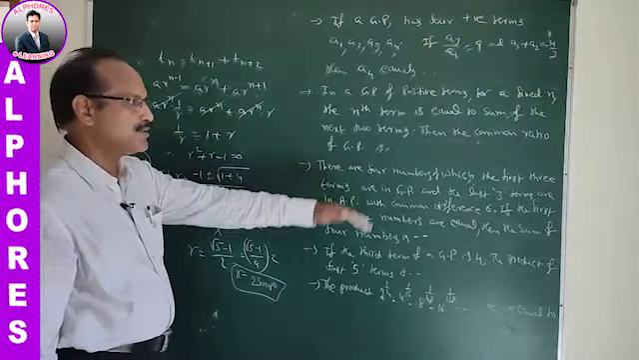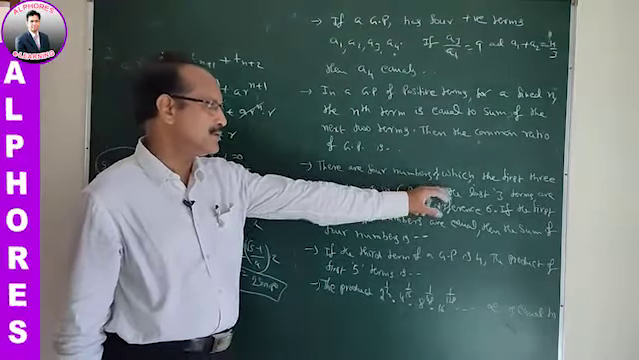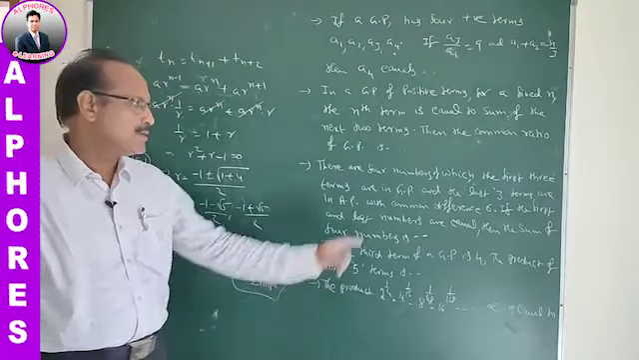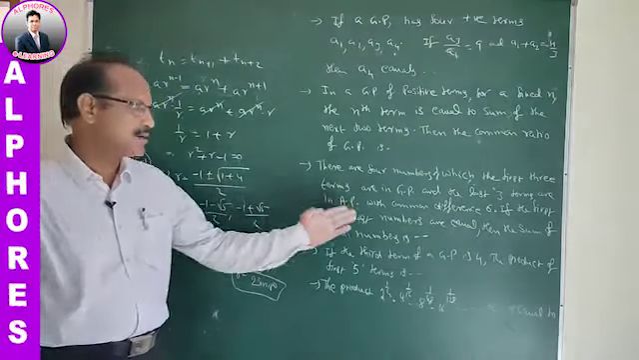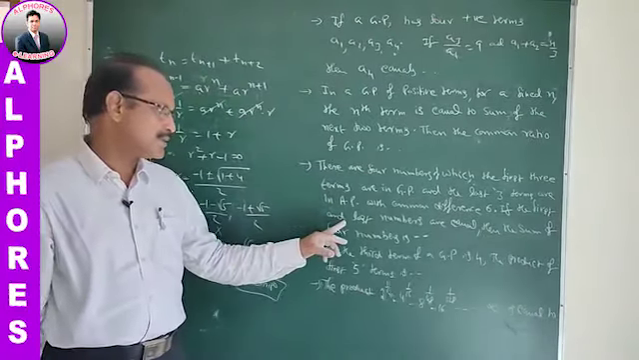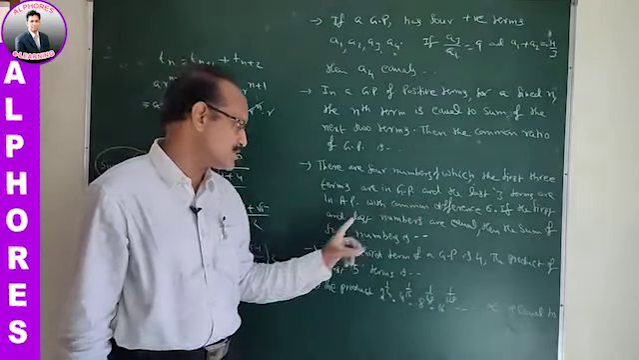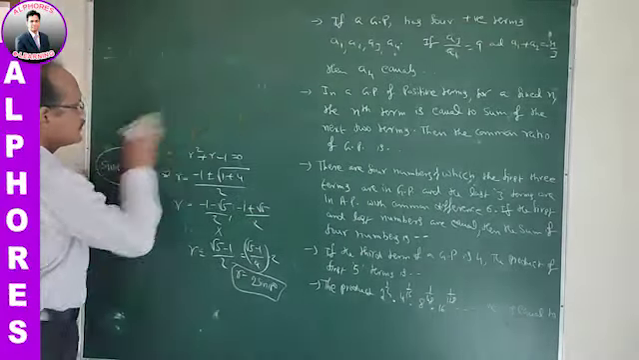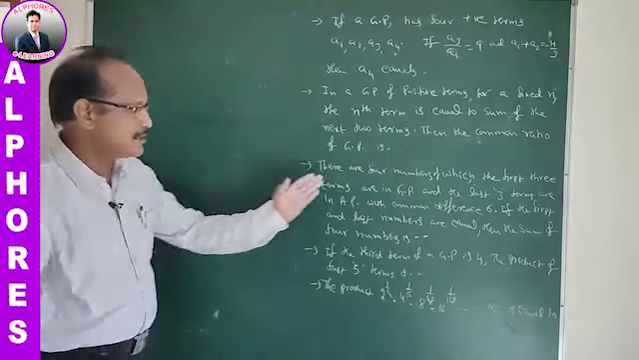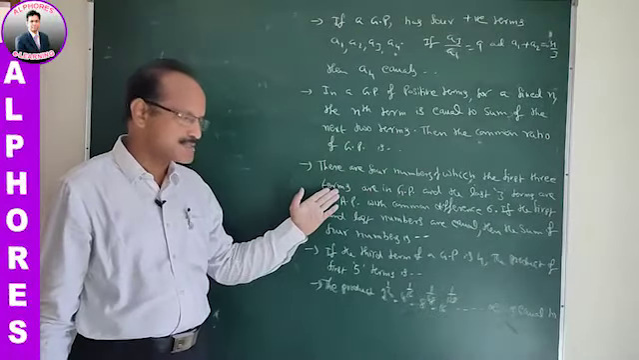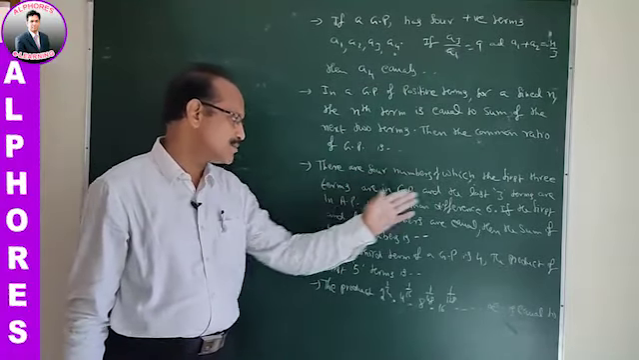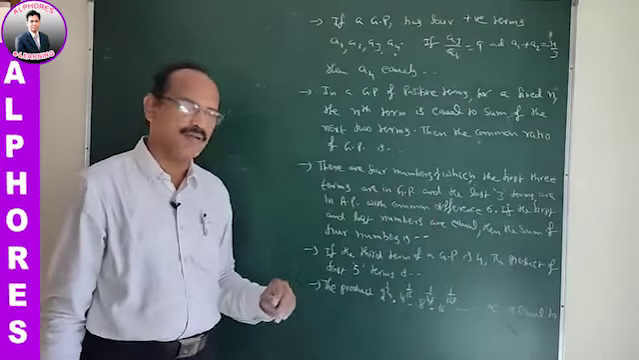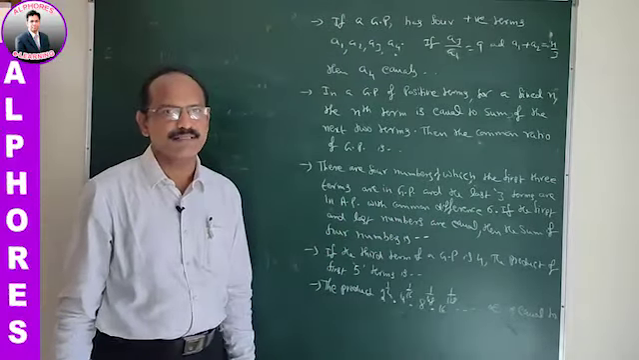There are 4 numbers of which the first 3 terms are in GP and the last 3 terms are in AP with common difference 6. If the first and the last terms are equal, then the sum of the 4 numbers is, right? Once again, the given question: there are 4 numbers of which the first 3 terms are in GP and the last 3 terms are in AP with the common difference 6, and also given that the first and the last terms are equal, then the sum of all the 4 numbers is, right?